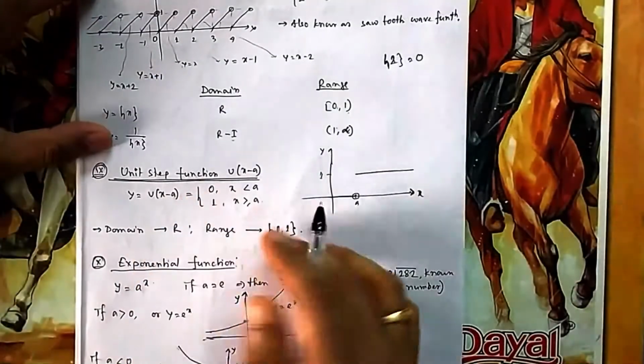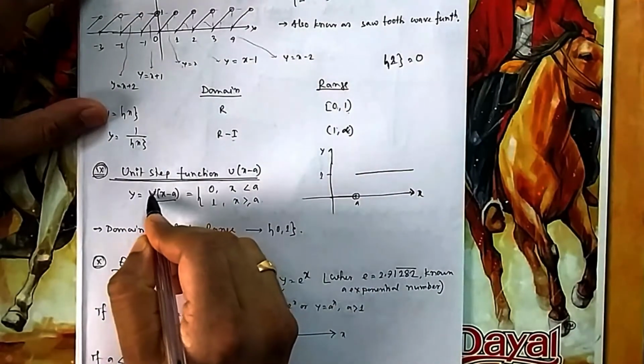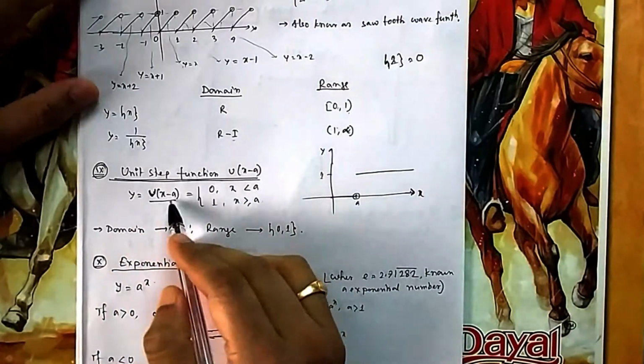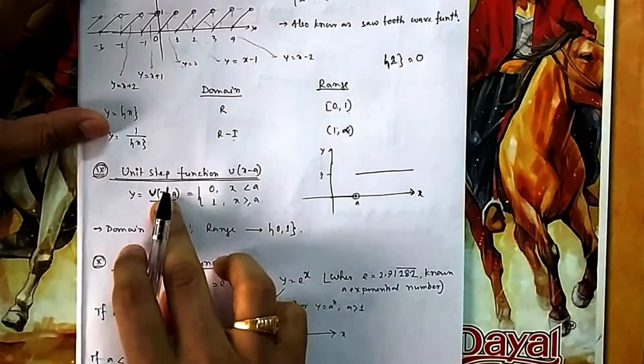Now unit step function, what does this mean? This is denoted by y equal to u, significantly it means unit step, x minus a. That means beyond a it is 1 and before a it is 0. That is the meaning of this one.